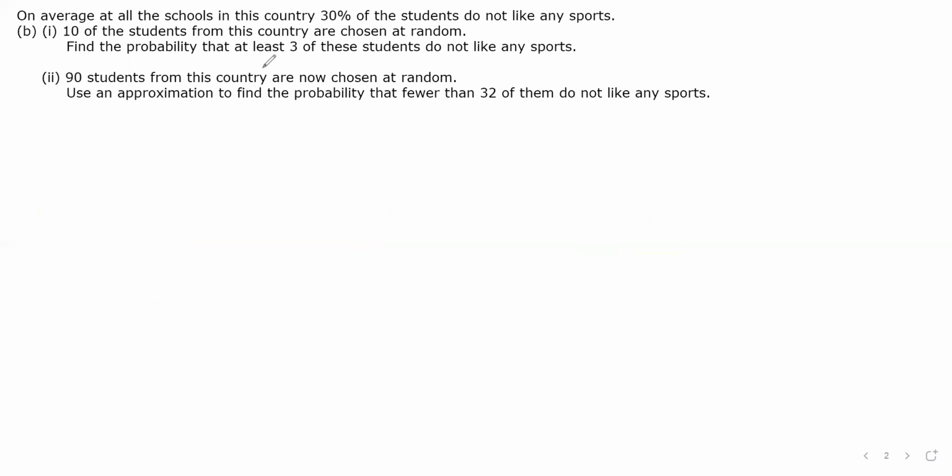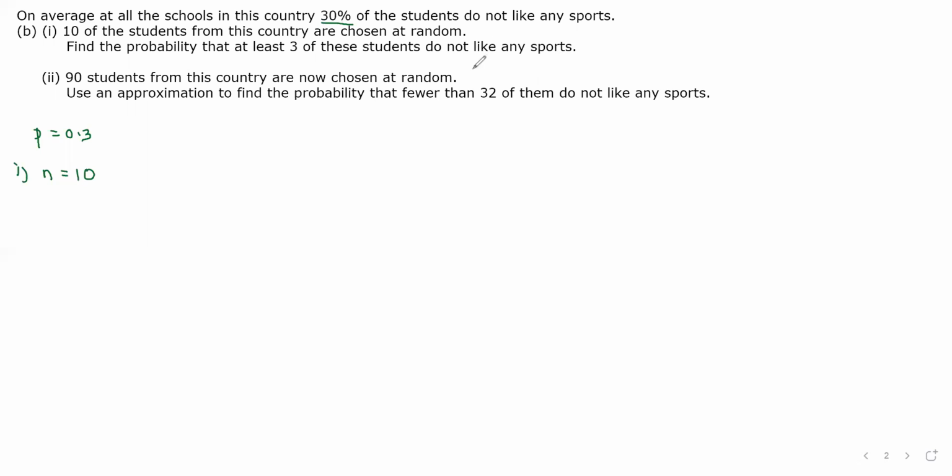Part B here. On average at all the schools in this country, 30% of the students do not like any sports. So we consider this as a success. Then we have p equals 0.3, the probability of success, that a student does not like any sports. Part 1 here, 10 of the students from this country are chosen at random. So n is 10. Find the probability that at least 3 of these students do not like any sport.